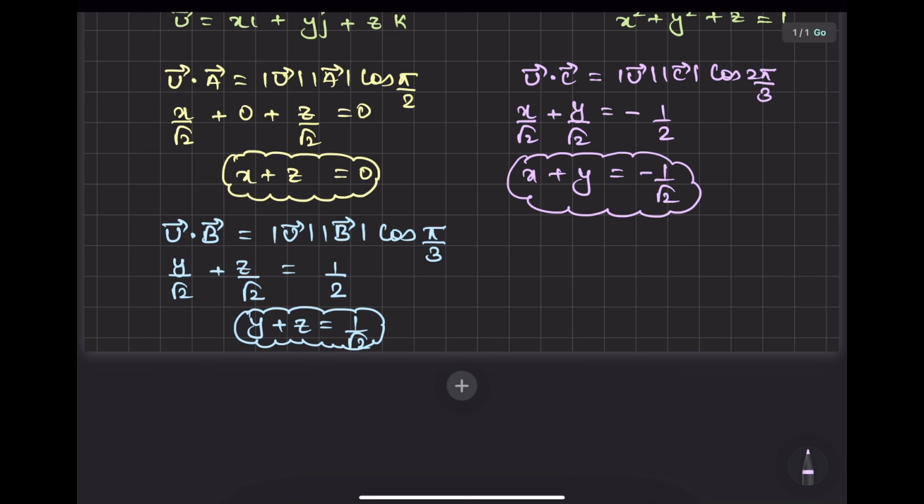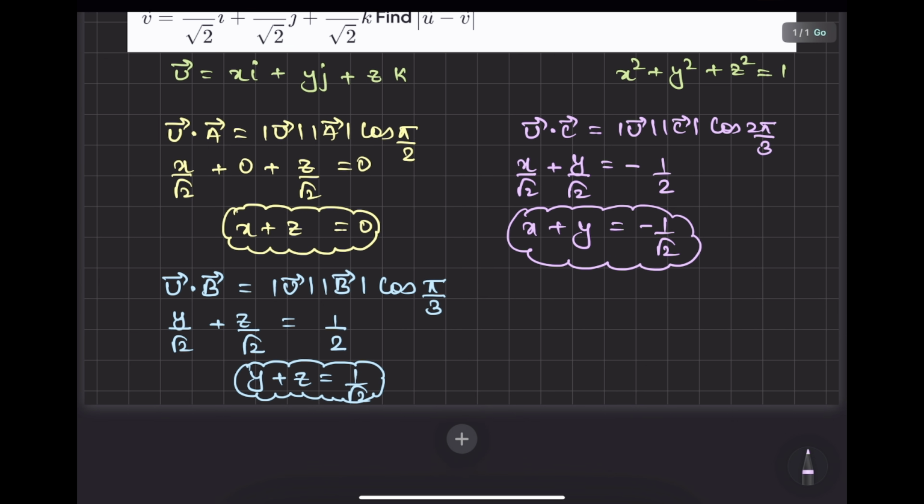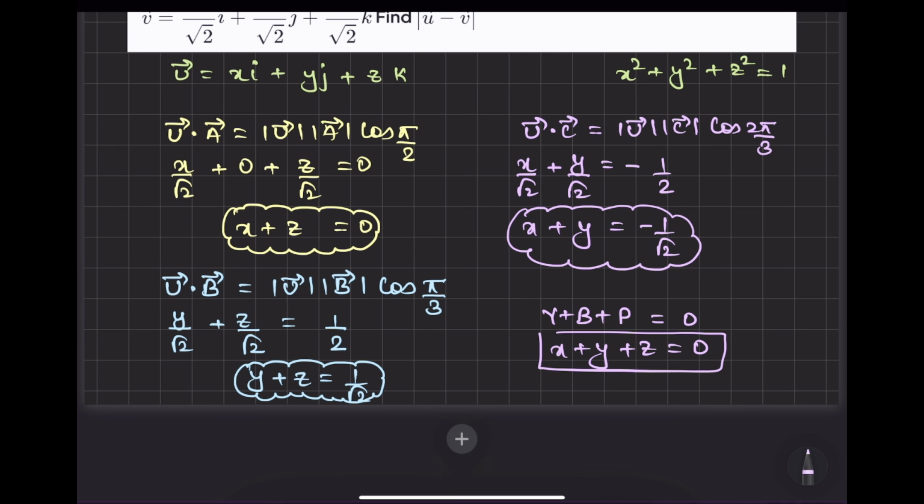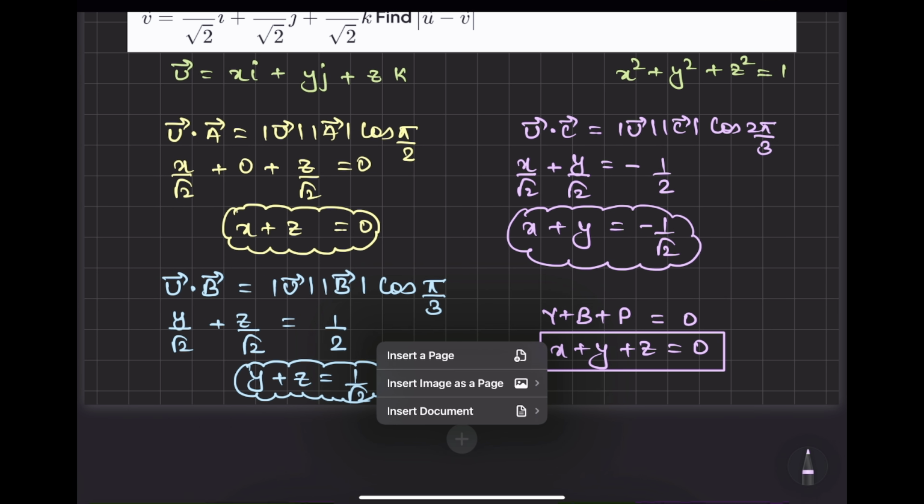Is that okay? Now add all those three equations. Yellow plus blue plus pink. Suppose this is pink. Okay. So if you add, 0 plus 1 by root 2 minus 1 by root 2 is 0. Okay. So you will have 2x plus 2y plus 2z. So you will have x plus y plus z equals 0. So we got another equation which says x plus y plus z equals 0.